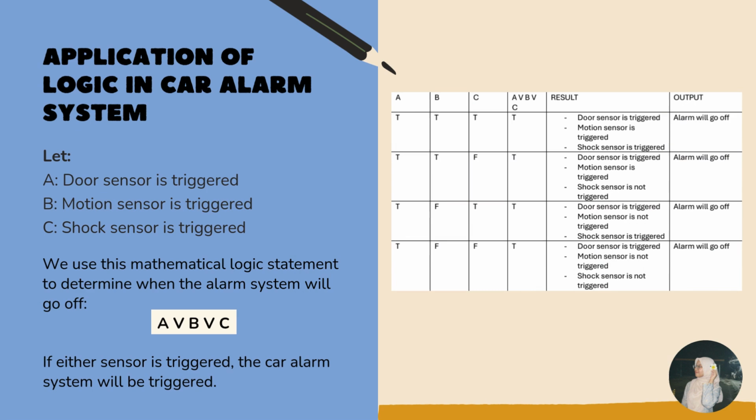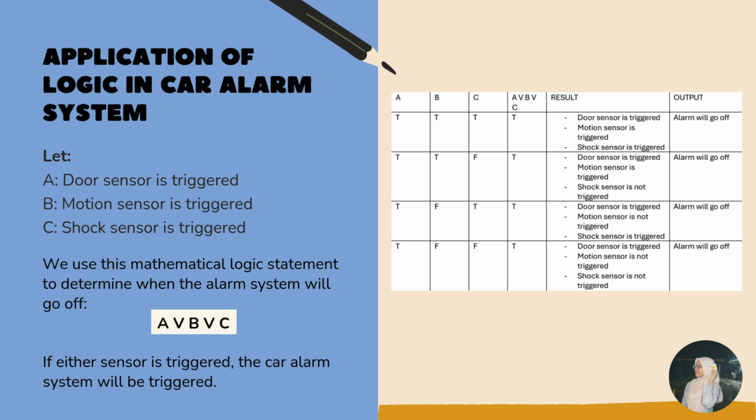Next, let's take a look at the application of logic in the car alarm system. We have three statements to determine whether or not the alarm will be activated. We let A represent the state of the door sensor. If it is true, or T, then the door sensor is triggered, and otherwise, if it is false, or F, the door sensor is not triggered. The same goes for the motion sensor and shock sensor. We let B be motion sensor is triggered and C be shock sensor is triggered.